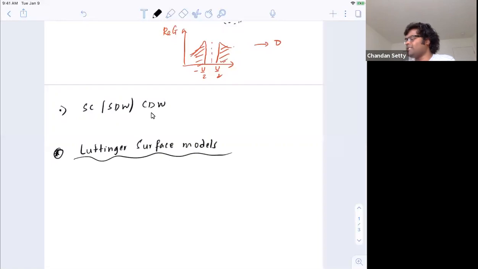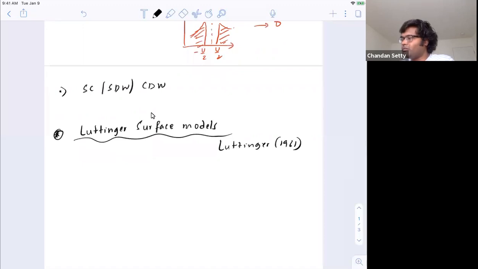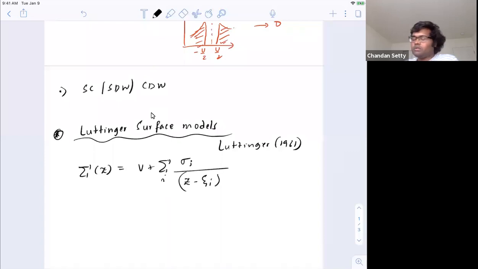The first proposal for these types of self-energies where the self-energies are divergent was studied some time ago, but the analytic properties of self-energies were first studied by Luttinger in 1961. And what he studied was some sort of a spectral representation of the self-energy. Essentially he had some sigma of z, which is probably some constant with some spectral residues, sigma I, and it's really a summation of certain simple poles. And in general, it's always possible to do this for a self-energy.